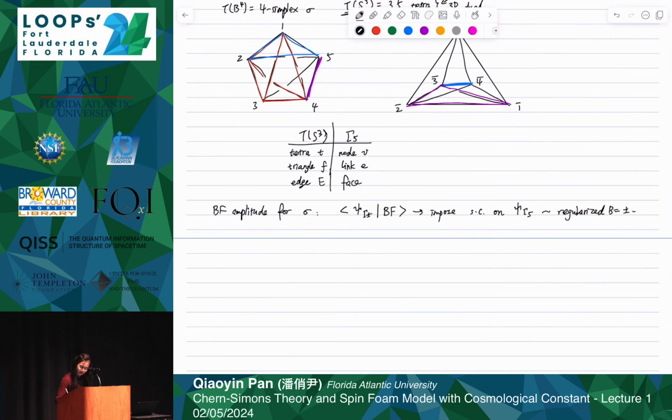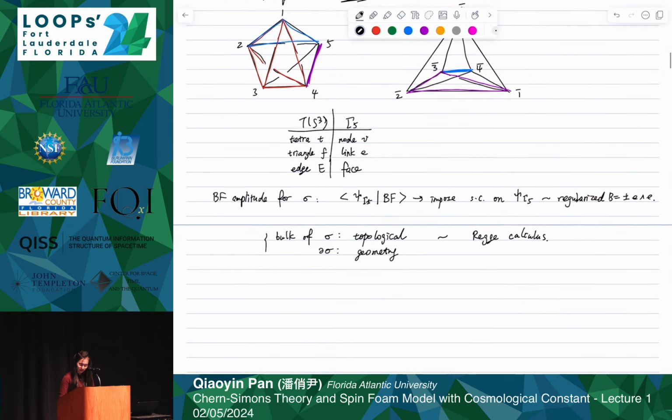B equals plus or minus E wedge E, right? And here comes one key idea in this spin foam: in the bulk of this four-simplex, it is topological, it's just a BF theory. And geometry only appears on the boundary of the four-simplex. This is the same idea as the Regge calculus that Bianca told you about, because all the degrees of freedom in the calculus are on the boundary.